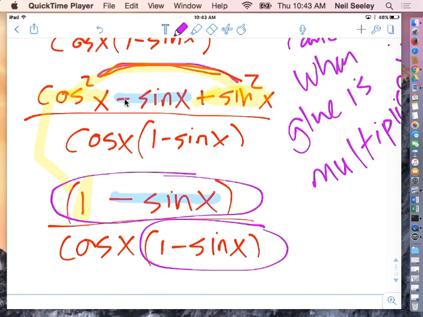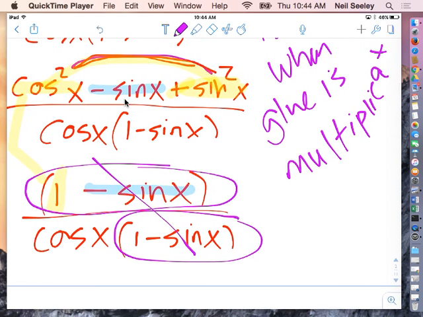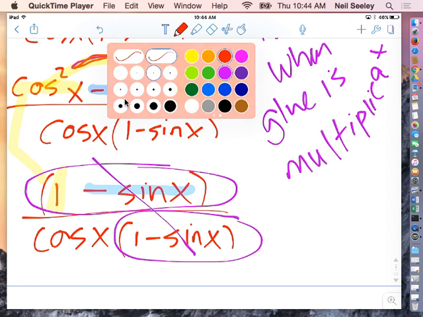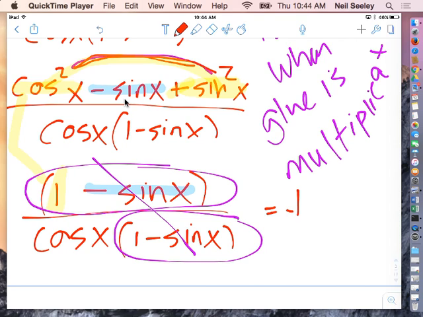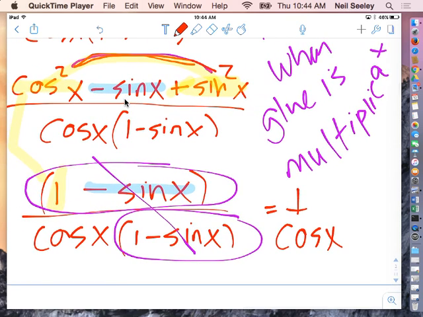Nathan says why parentheses on the top? I don't need them, but I wanted to show that they're the same as the numerator and denominator are the same. You may cancel them. And ultimately we get 1 over cosine of x, and that ultimately becomes secant of x. I'll write them both. And we're done. We are home free.